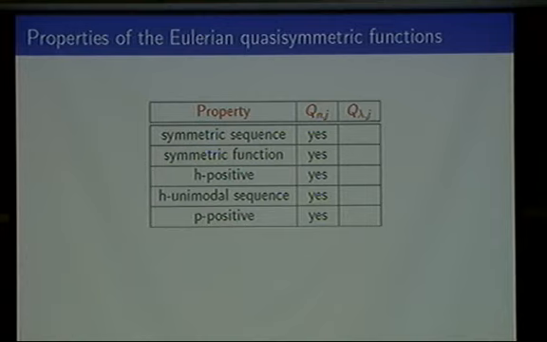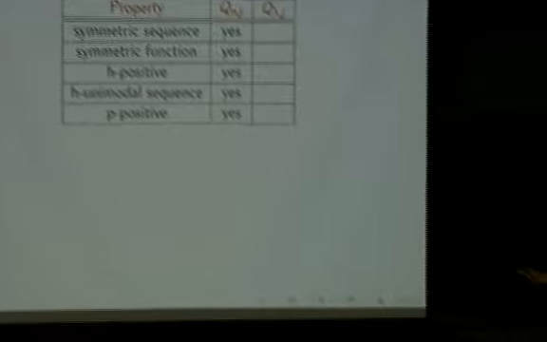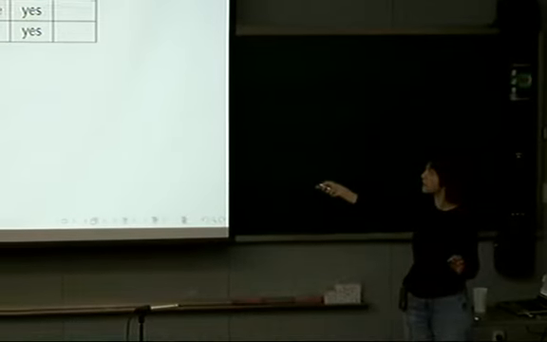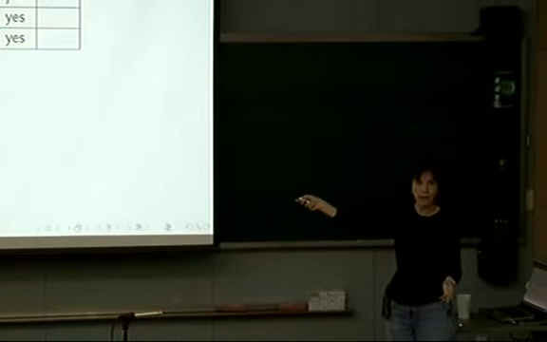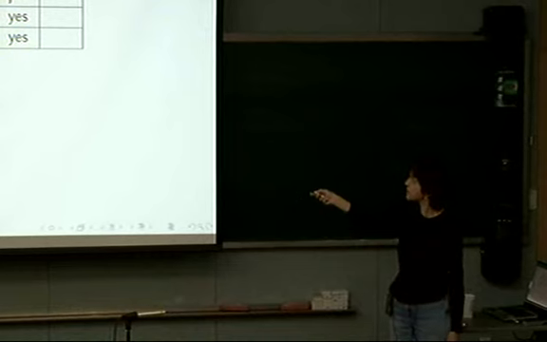Symmetric function, that follows immediately from our formula that these are symmetric functions. Even though they're defined as quasi-symmetric functions, they turn out to be symmetric. When you have a symmetric function, you can ask if it's H positive. That means when you express the symmetric function in the basis of complete homogeneous symmetric functions, what do the coefficients look like? This is saying the coefficients are all non-negative. That's what H positive means.